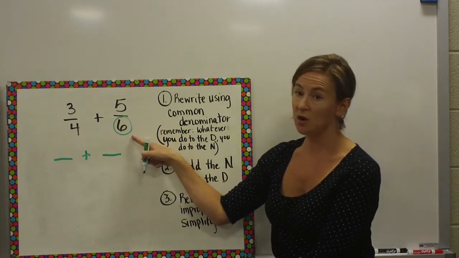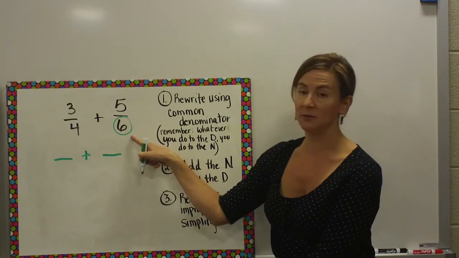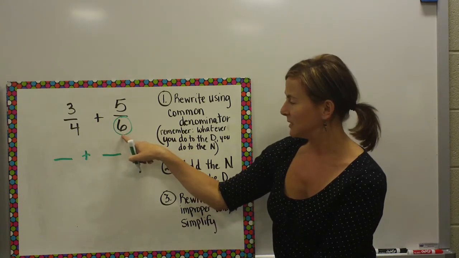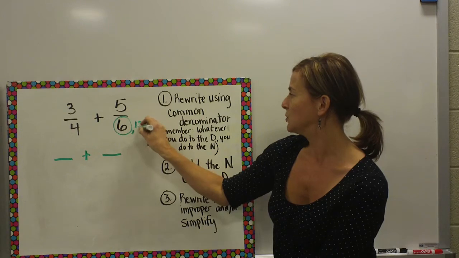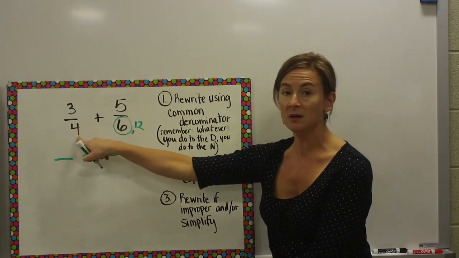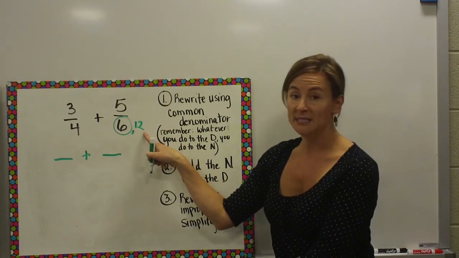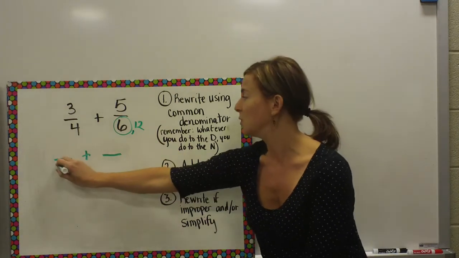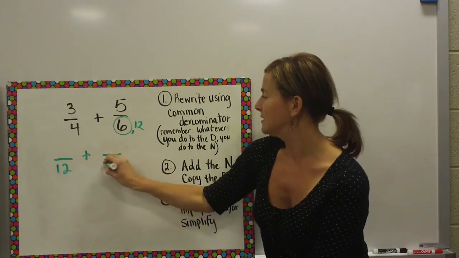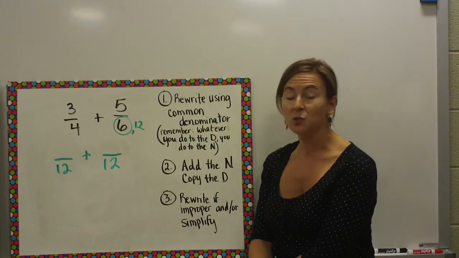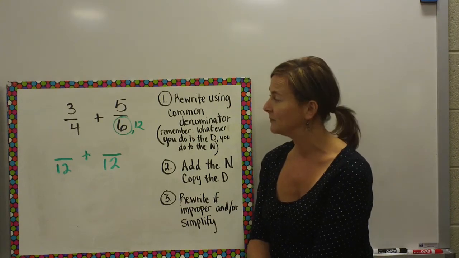No dice. So I'm going to think of the multiples of 6. 6 times 1 is 6, 6 times 2 is 12. So I'm going to see if 4 will go into 12. And it does. 3 times 4 gives me 12, so 4 and 6 both go into 12. 12 is a good common denominator.